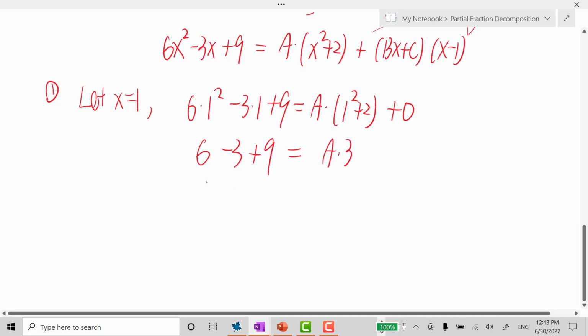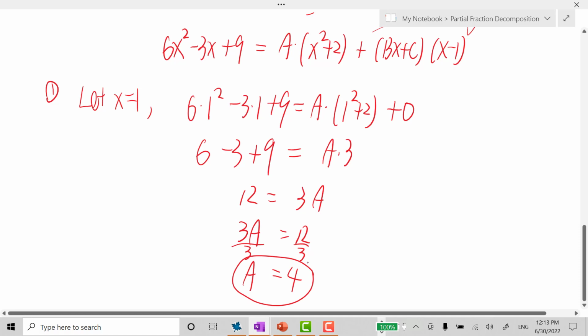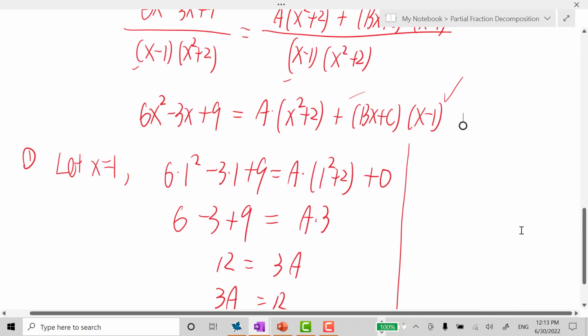That means 3 plus 9 is 12 equals 3a. That tells us 3a equals 12. Then a equals 4 by dividing 3 on both sides of the equation. You locate the first variable a. Okay, so that will do it. Once you know a, the second part is observe this.